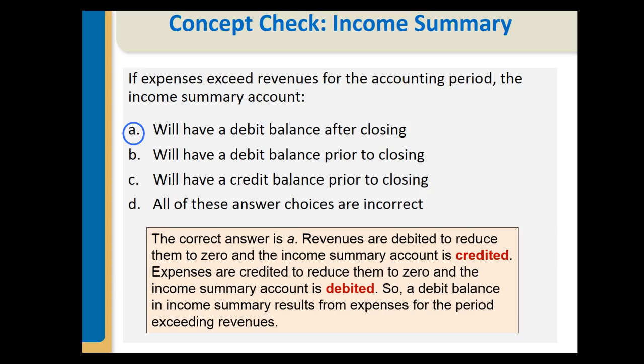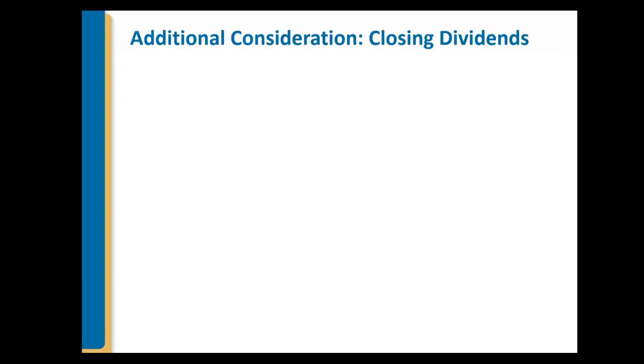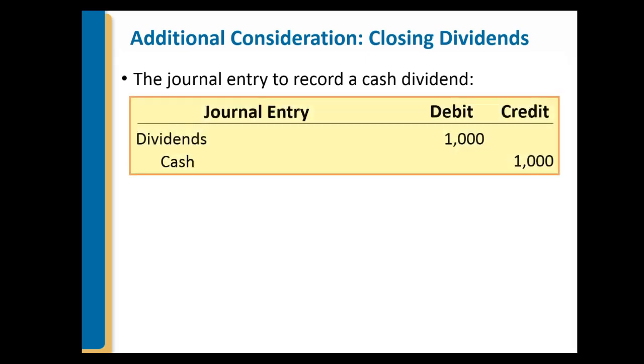Revenues are debited to reduce them to zero, and then the income summary gets credited. Then expenses are credited to reduce them to zero, and the income summary account is debited. So if expenses exceed revenues, there's going to be a debit balance in the income summary account. Now some additional items that we need to do is to record the dividends.